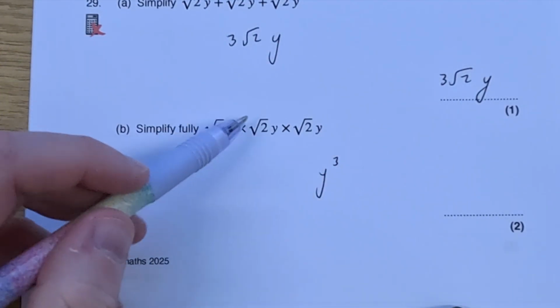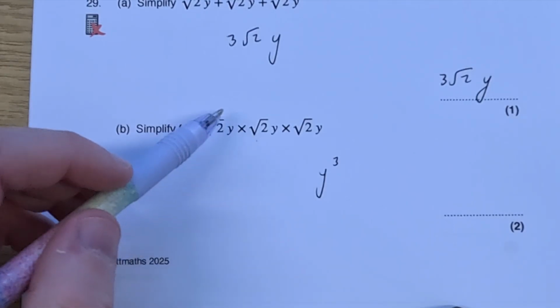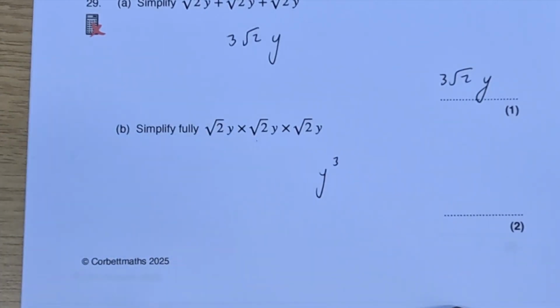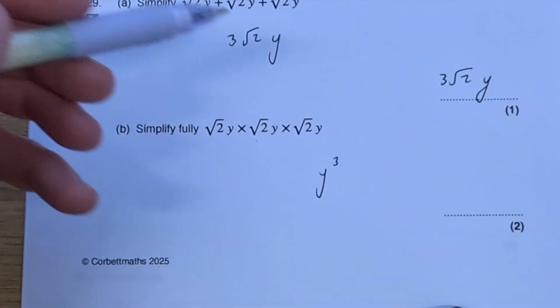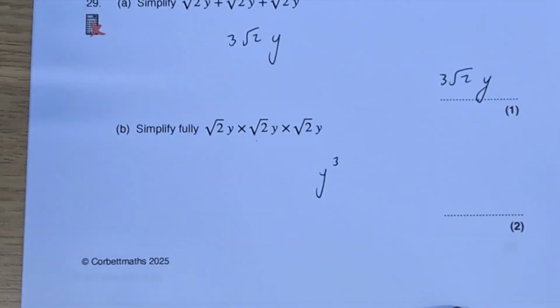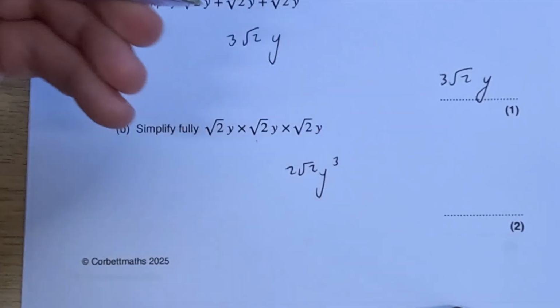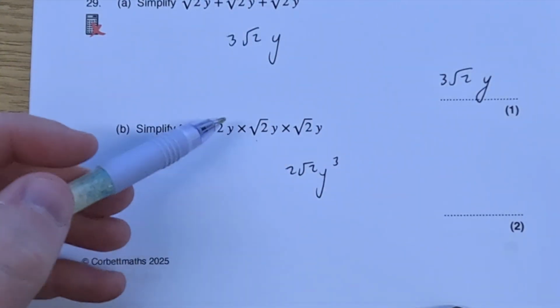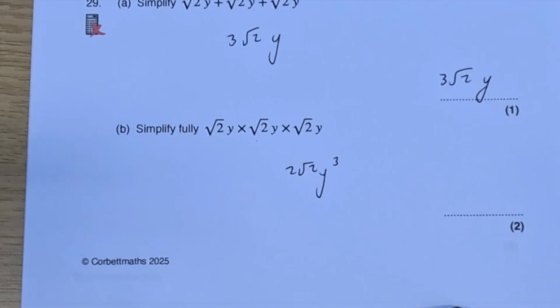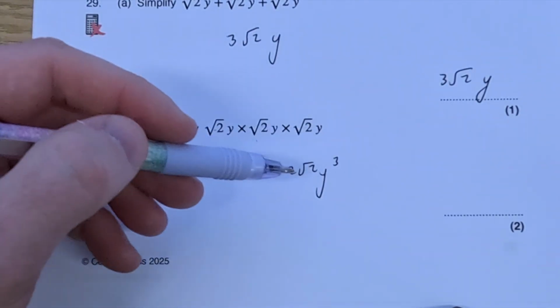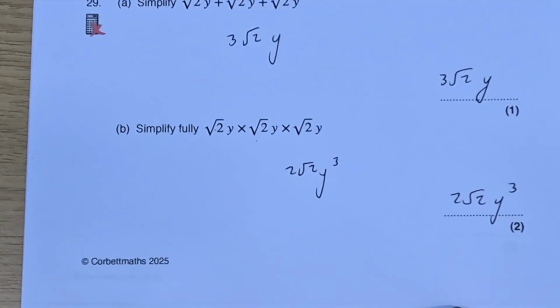So we need to do root 2 times root 2, which would be 2, because remember that root a times root a is equal to a, so root 2 times root 2 would be 2, times another root 2 would be 2 root 2. Or another way to think of it is you've got root 2 times root 2 times root 2, which would be root 8, doing 2 times 2 times 2, and then if you simplify root 8, you get 2 lots of root 2. So the answer would be 2 root 2 y cubed, and that's it. That's what root 2y times root 2y times root 2y would be.